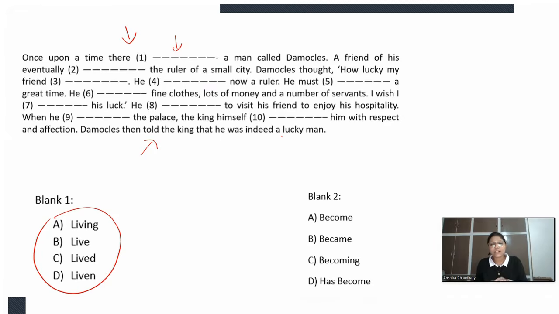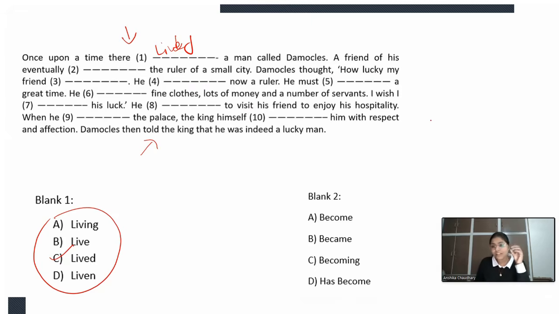As we are talking about past, we are pretty sure that we will be using the past form of the verb. So here the verb is lived. The past form of the verb is lived. So, once upon a time there lived a man. There lived a man. So option C for blank one. A man called Democles, right? A friend of his eventually became, the ruler of a city.